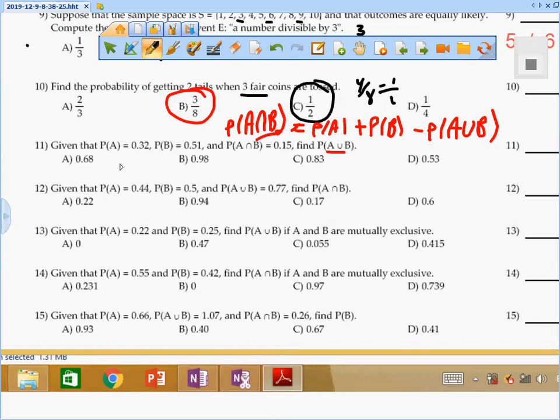So I'm going to add 0.32 plus 0.51 minus 0.15, which is equal to 0.68. For number 12, I'm going to add 0.44 plus 0.5 minus the intersection, 0.77. The answer is 0.17.